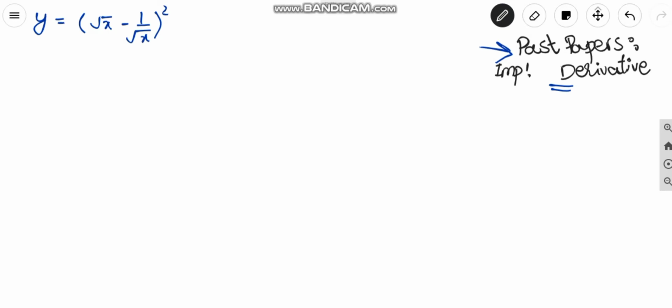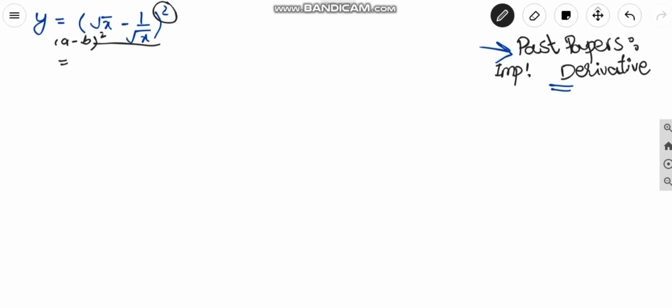First one is that, as you can see, this question can be solved from the power rule, because we can see here in this question the power is 2. The second method is that you can expand it by the formula (a minus b) whole square, then you can take the separate derivative of each term.